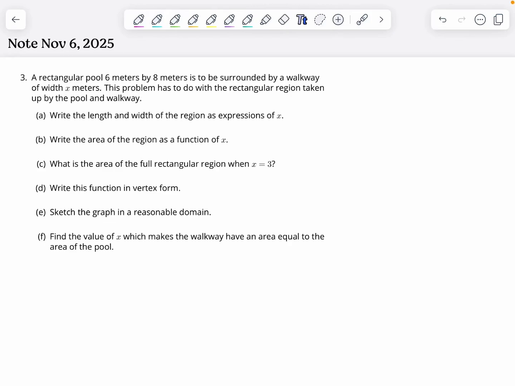A rectangular pool 6 meters by 8 meters is surrounded by a walkway of width x meters. This problem has to do with the rectangular region taken up by the pool and walkway. So first, let's go ahead and draw a picture.